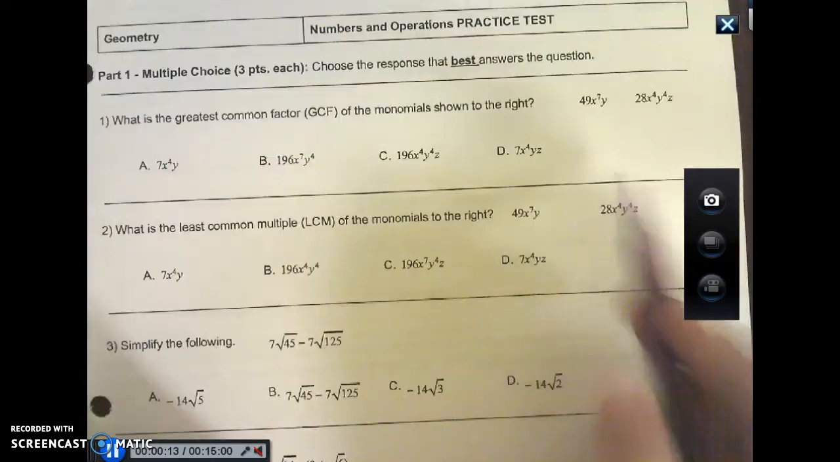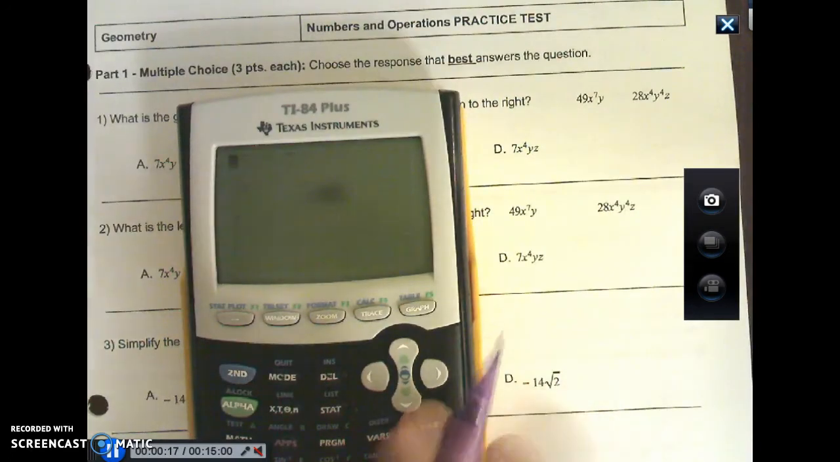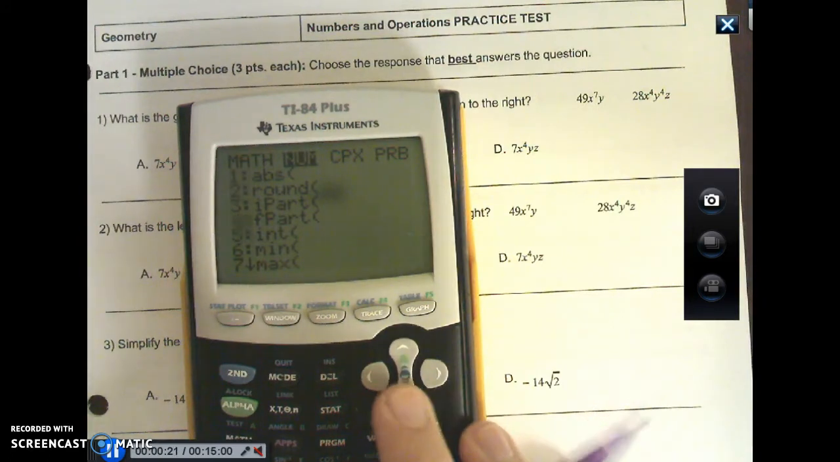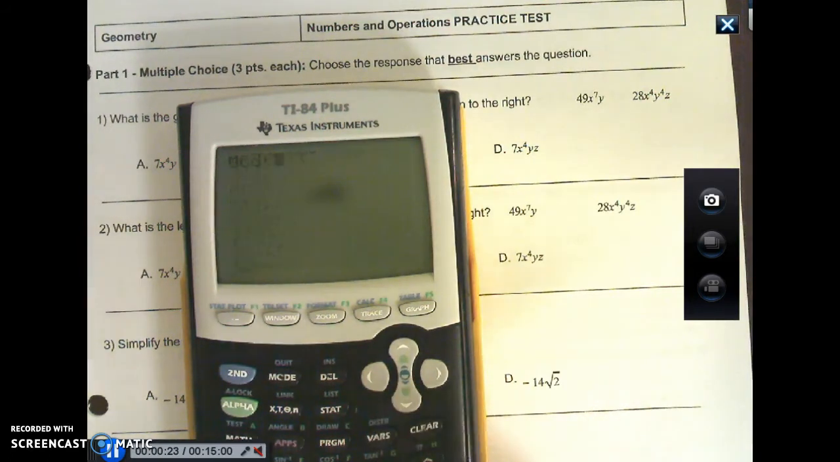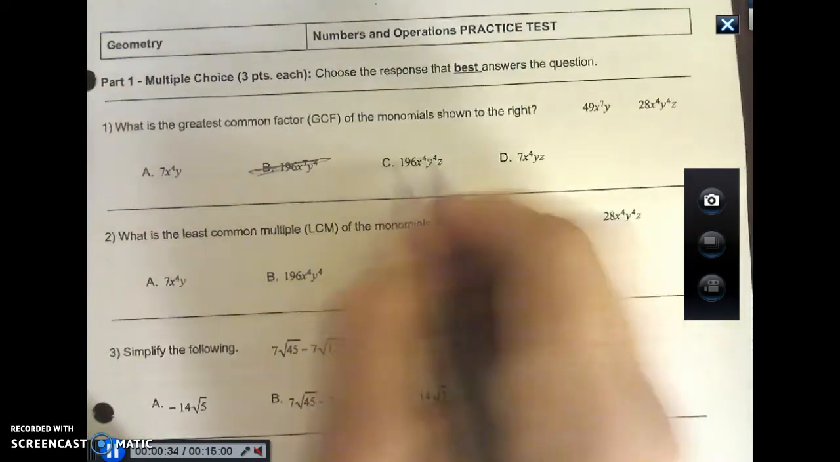What is the greatest common factor of the monomial shown to the right? Okay, now you guys have your graphing calculators. You can use these. If I hit the math button, go to the right one, and I'm scrolling down to number 9. I can type in 49, comma 28. You cannot put in the variables. Okay, so I get 7. So right away I can cross off B and C.